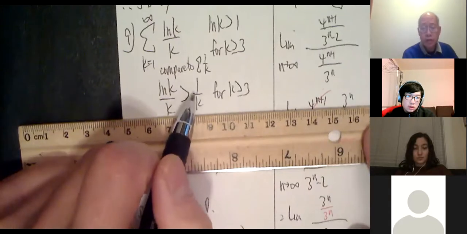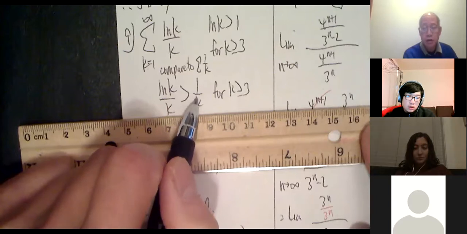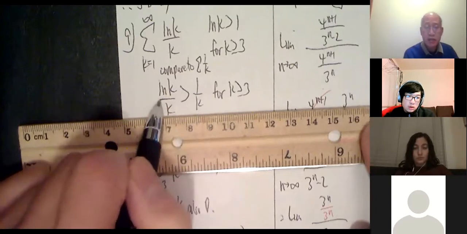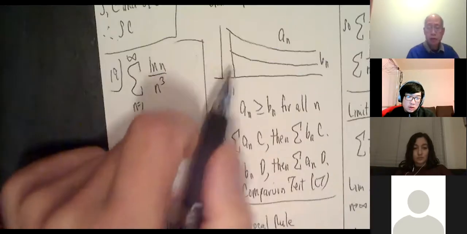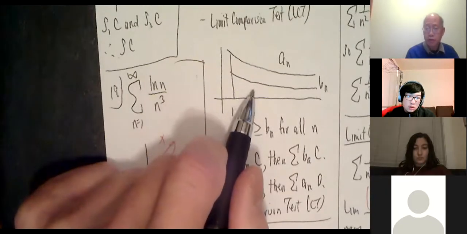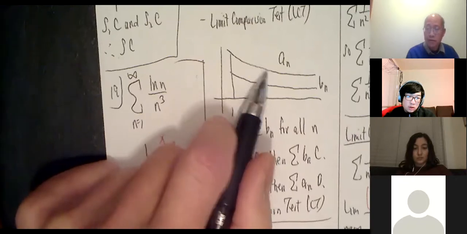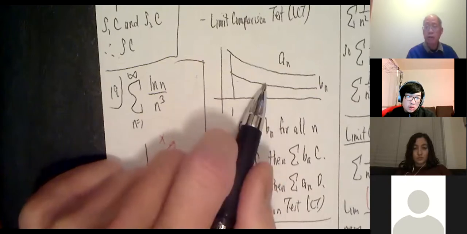What do I know about summation 1 over k? Diverges. That's a harmonic series. And this is a series which is bigger than one which diverges. So that is this picture. The smaller series diverges, blows up. This one has to blow up. It cannot converge to a number. How can this approach a number when something smaller than it blows up?